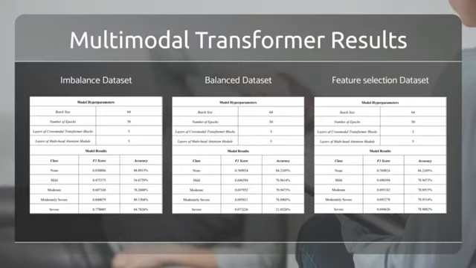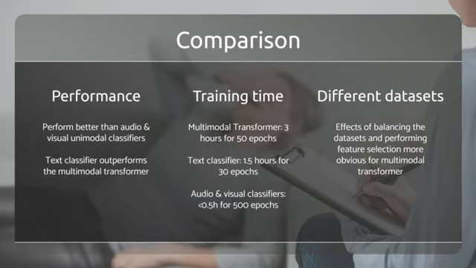The model performed relatively well. Based on the experiment results, the multimodal transformer performed better than the audio and visual classifiers. However, it was outperformed by the text classifier, and this could be due to various limitations that will be addressed later. The transformer also took the longest time to train. However, the effects of balancing the dataset and performing feature selection were more obvious for the multimodal transformer.